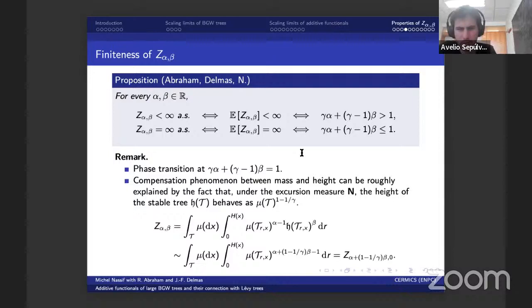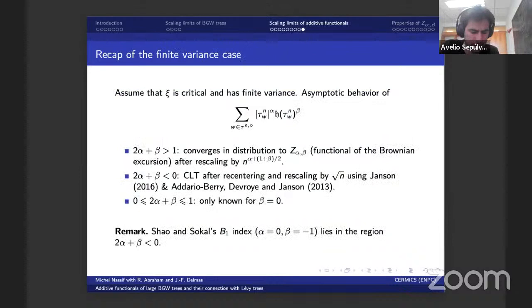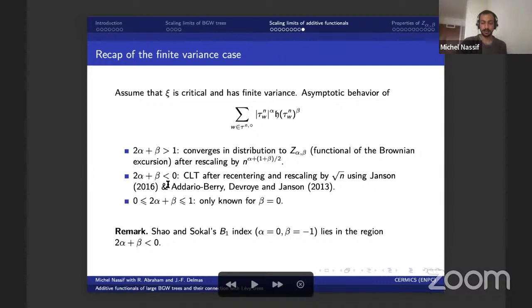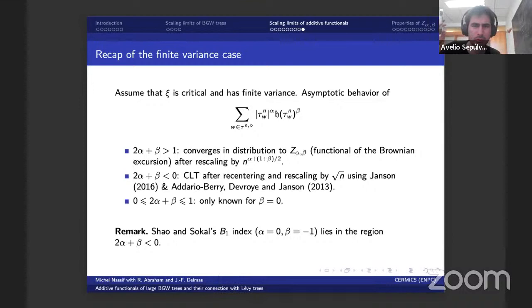Just a small question regarding the second case, 2 alpha plus beta smaller than zero. In that case, is the random variable you are converging to independent of the tree itself? Are you talking about this line? Yes, exactly, the second case. In the first case, your M alpha beta was finite, so this was okay.